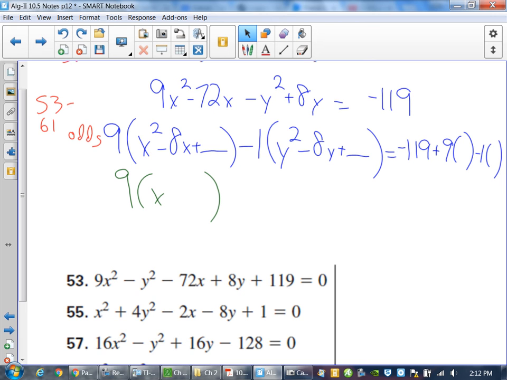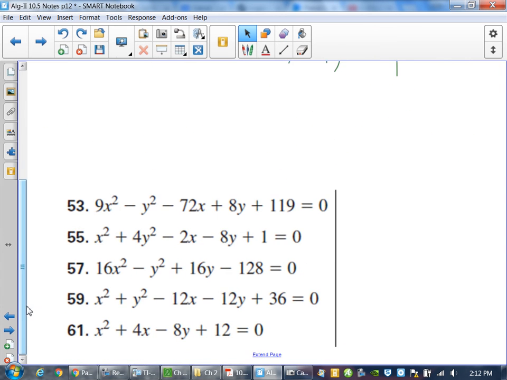So you have x. Half of that is -4. Square it. You get 16 here, and 16 here. Do the same thing here. So you have -1, y, -4 again squared. 16 here and a 16 here. When you combine all of these, what did you get? 9. So now I divide by 9 for all of them. Divide everything by 9.